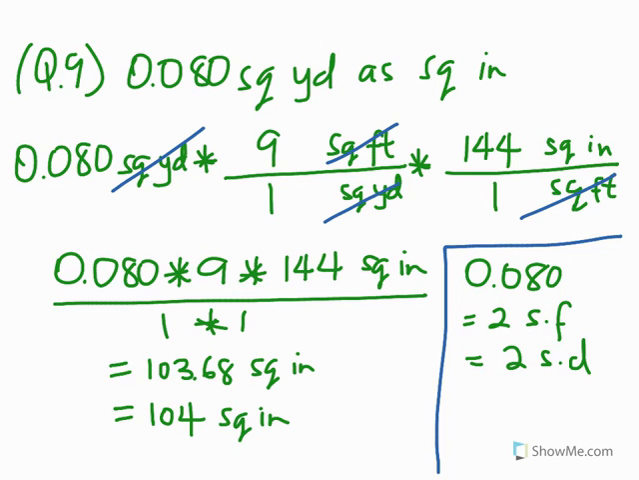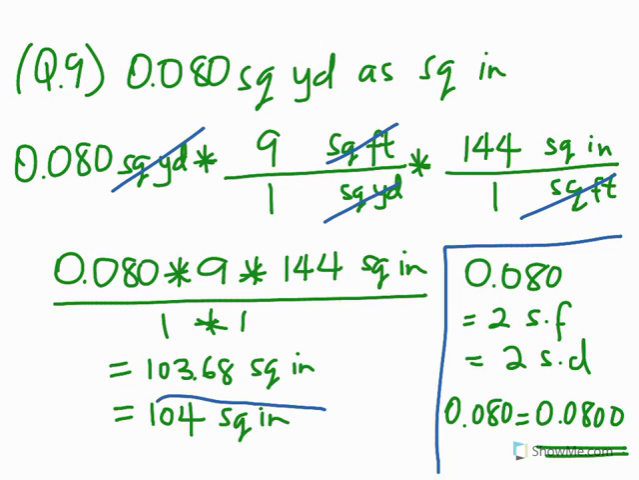Now this is acceptable because you can also look at it this way. 0.080 is the same thing as 0.0800. If you look at it this way, this has 3 significant digits. So you can look at it that way. And this becomes our final answer: 104 square inches.